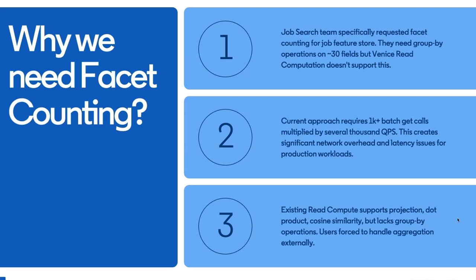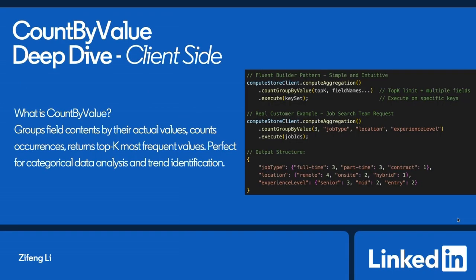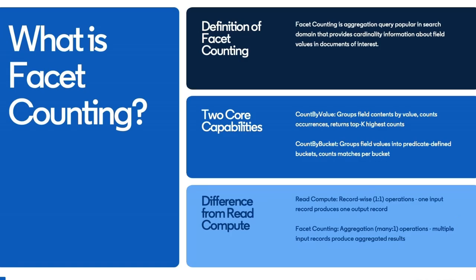So let's deep dive into the definition. What is fuzzy counting? Fuzzy counting has two core functions. The first one is called count by value. It groups fields by value, counts occurrences, and returns the top K, like the example I said. The second one is count by bucket. You can define the buckets yourself. For example, 20 to 25 is entry level, 25 to 30 is mid level, and 30 to 40 is staff level, so you can figure out how many people are in each range. Those are the two functions of fuzzy counting.